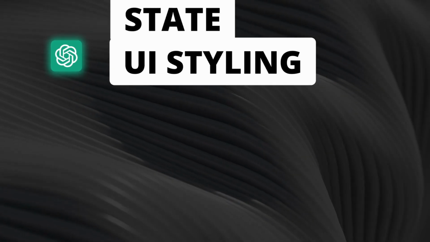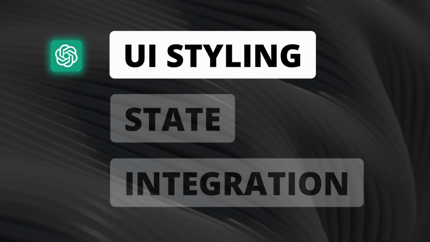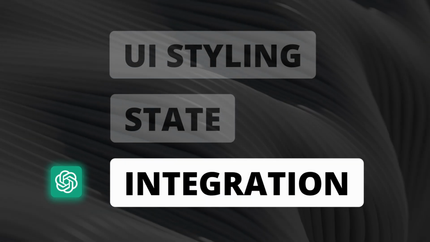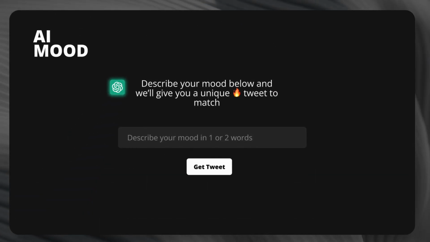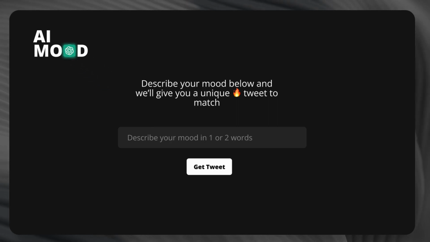At the end, we will judge its performance using these three categories. Does it know how to build UI? Can it manage state in a good way? Can it talk to actual APIs? We are building a website that converts your mood into a thoughtful tweet. We'll call it AI Mood.